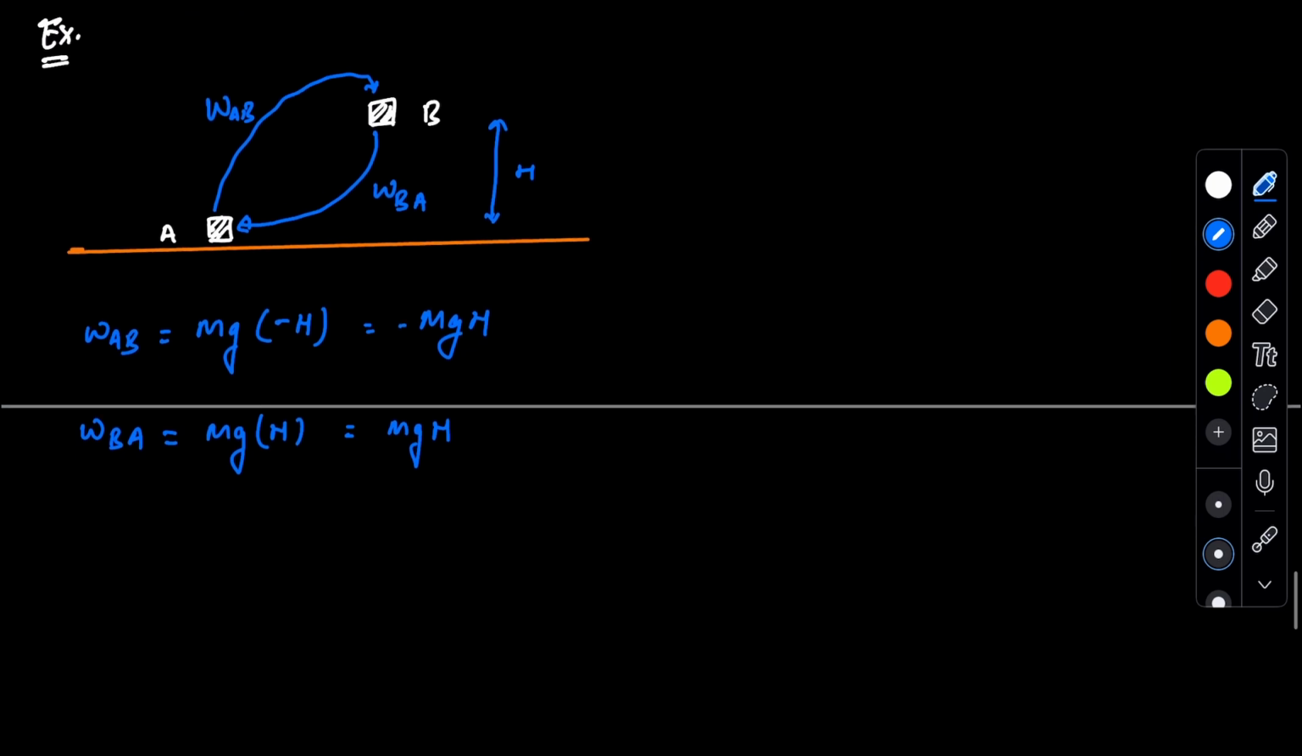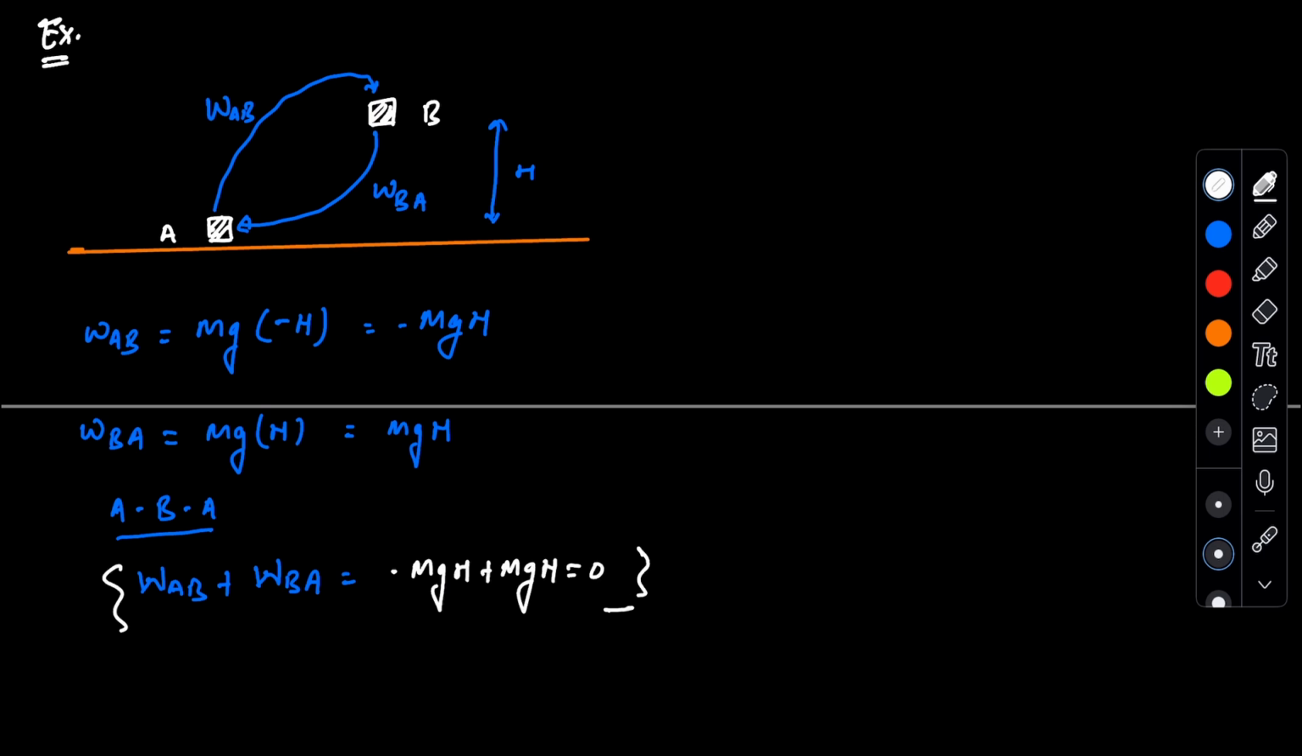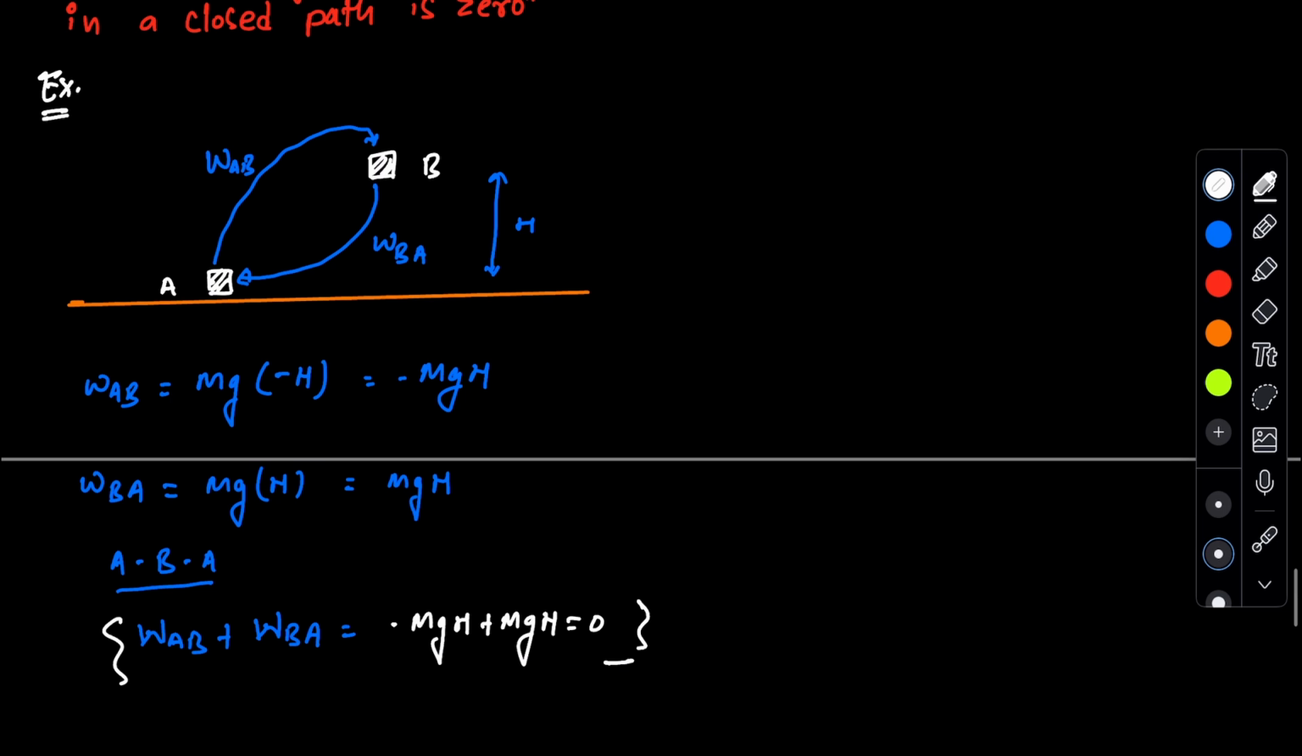Okay, now tell me what is the work done in the closed path. If I ask you what is the work done in the closed path A to B to A, then you will say basically this work done is work done A to B plus work done B to A. There is no doubt in that, right? So that is going to be minus mgh plus mgh. Will that become 0 or not? So through this illustration, I can explain to you that the work done for the conservative force in a closed path is 0.